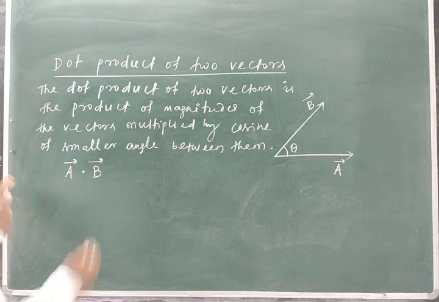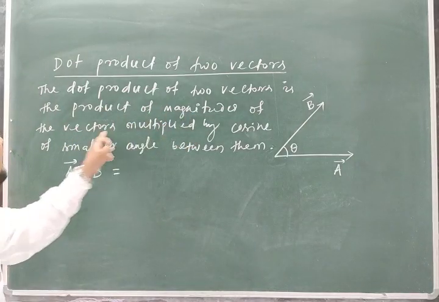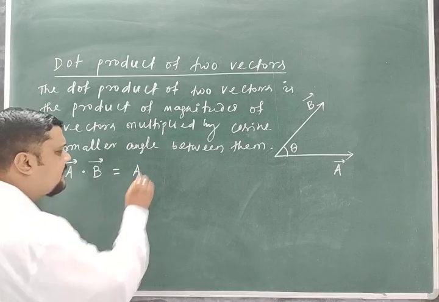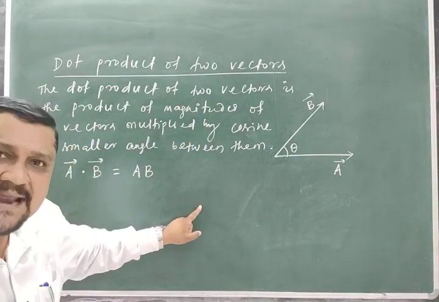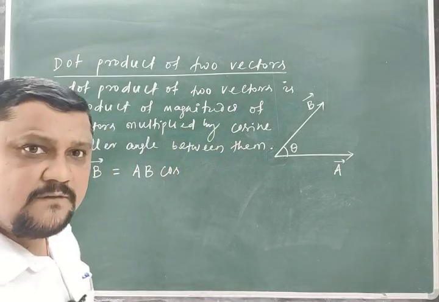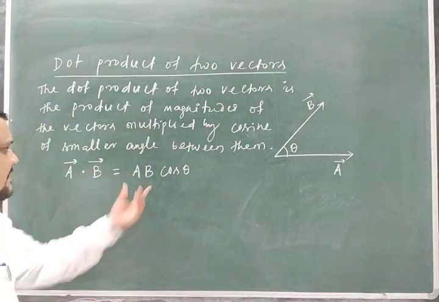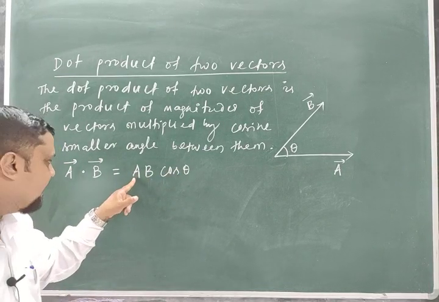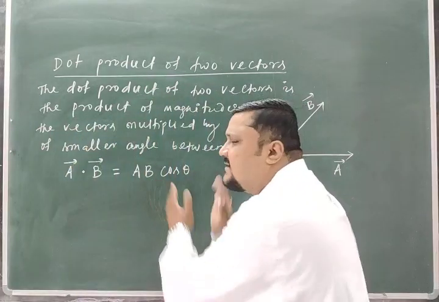So A dot B is the product of the magnitudes of the vectors. Write the magnitude of A simply as A, then B. Now what are these? Scalars. The magnitudes of the vectors are scalars, multiplied by cosine of which angle? The smaller angle, which is theta. Now see, the result is a scalar. This is the magnitude of A, this is the magnitude of B, and cos theta is always a number, so you will get the final result as a number.